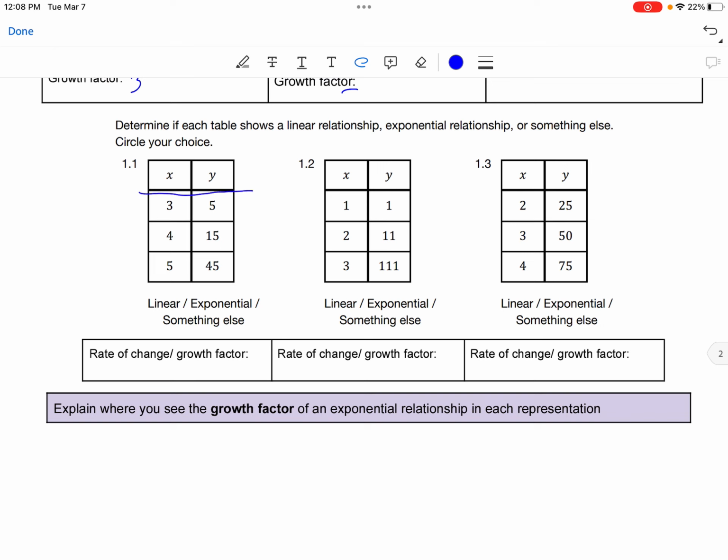You're going to determine if each table shows a linear relationship, exponential, or something else. So what you're going to have to do here is figure out the difference. Is this multiplying? Is it a constant growth factor? Are you multiplying by something? Or is it a constant rate of change, where you're adding or subtracting something? That's how you're going to determine. Let's do one together. To get from 5 to 15 and 15 to 45, that's multiplying by 3. We have a lot of examples of multiplying by 3, but the growth factor is not always 3. So it's a constant multiplying, a constant growth factor, which means it's exponential, and the growth factor would be 3. It could also be something that's neither linear nor exponential.